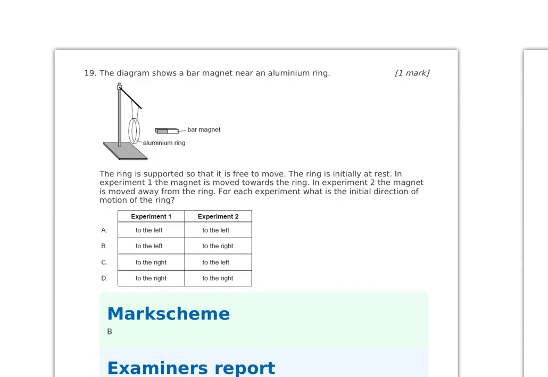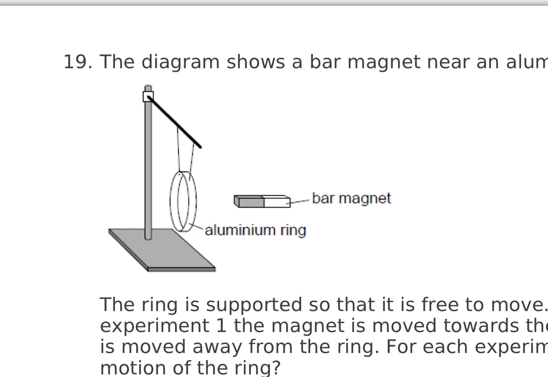So 19, we have another Lenz's law situation. We have a magnet approaching a conducting ring. It doesn't actually say whether it's a north pole or a south pole. I'm not sure that even really matters. So let's take a look at the image.